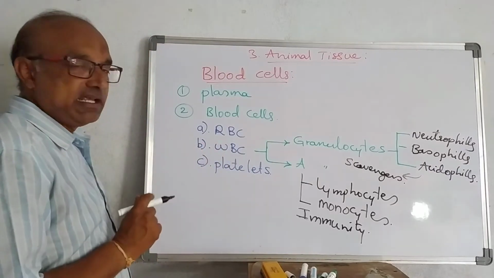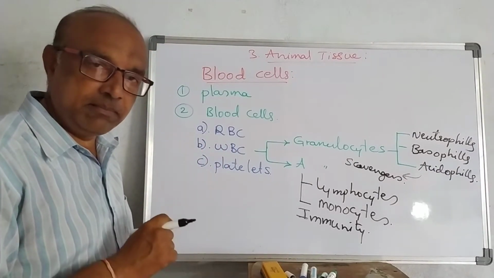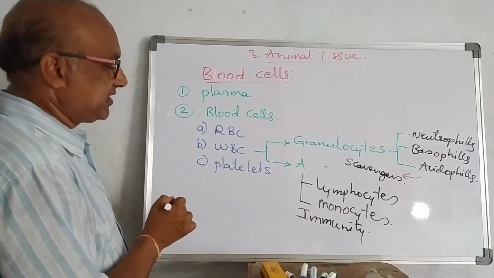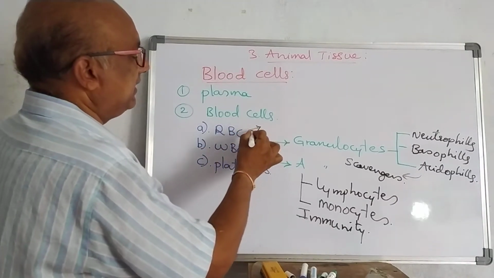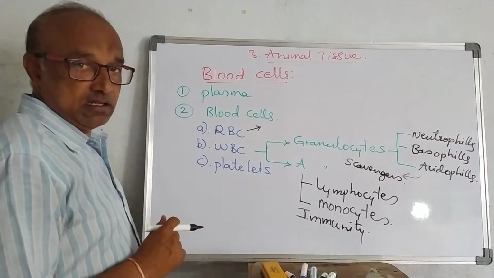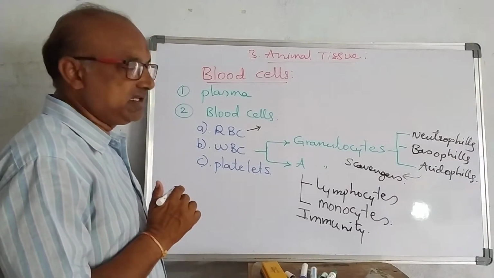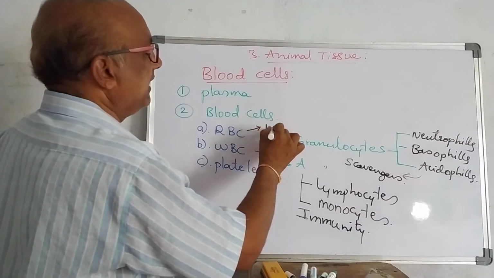And these WBC are colorless due to absence of any pigment. That's why they are called leukocytes. And here one point is that RBC are colored and contain hemoglobin, which is red in color. So they are called erythrocytes.